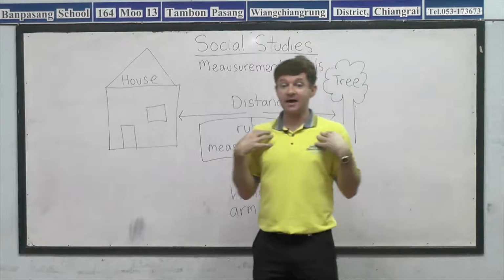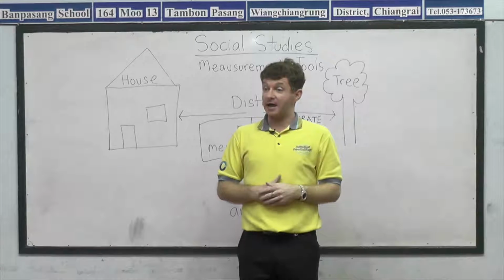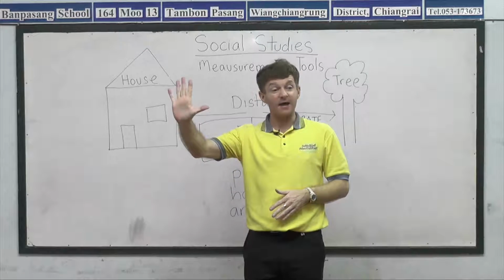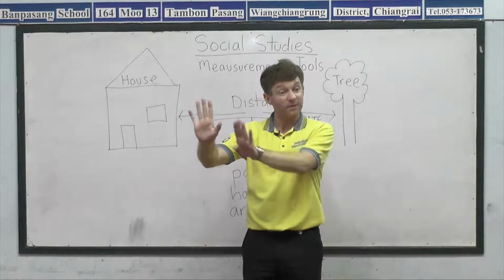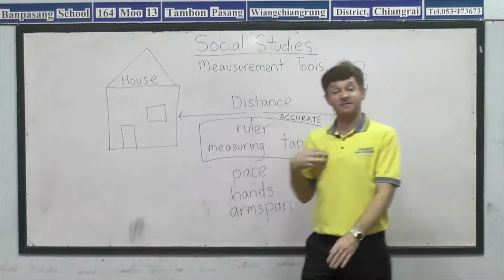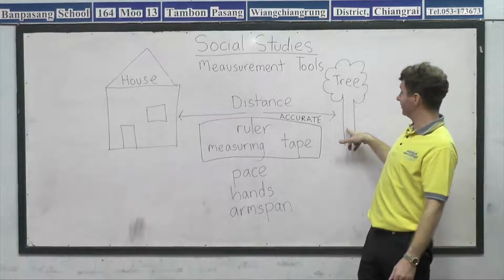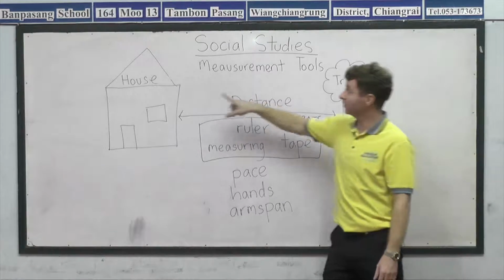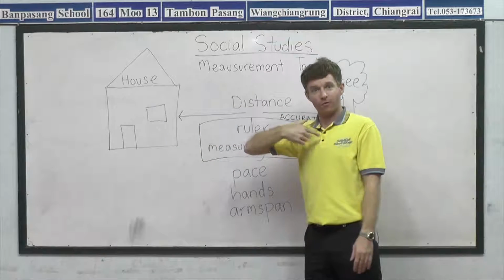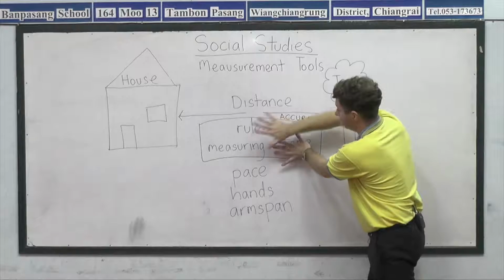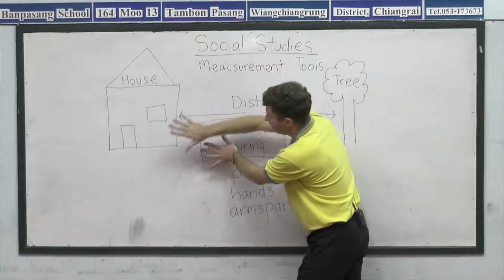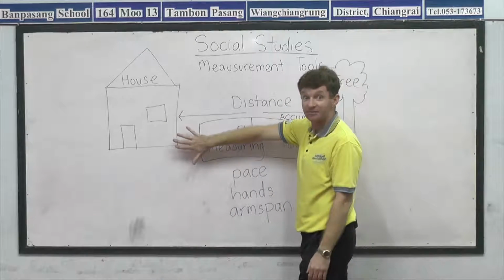You look at my size. Am I the same size as you guys? No. So my hand, will it be the same as your hand? No, it will be different. So if I say the distance from the tree to the house, for me I say 1, 2, 3, 4, 5. 5 hands.